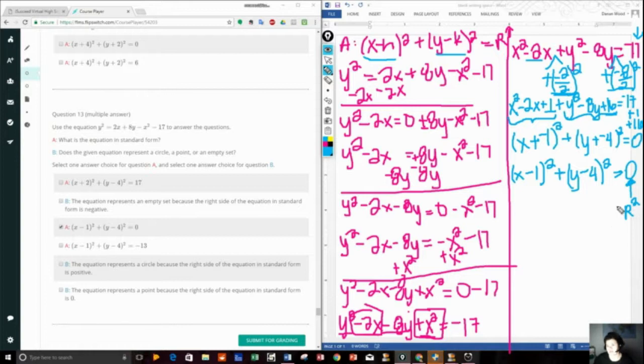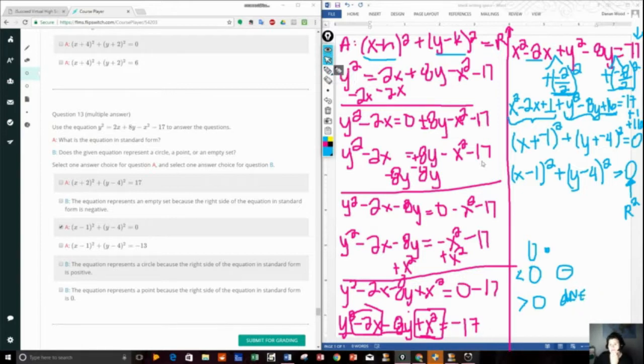So I'm going to think to myself, okay, well, is it 0? Is it greater than 0, or is it less than 0? If it's 0, it is a point. If it is greater than 0, it is a circle that has some radius. And if it's less than 0, it doesn't exist. It's an empty set. Does not exist.